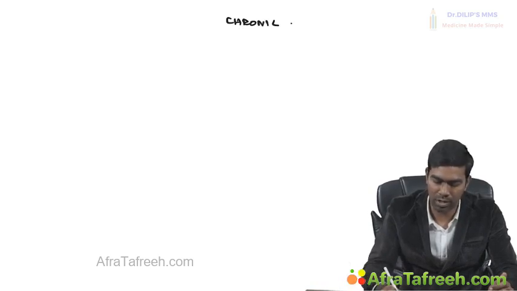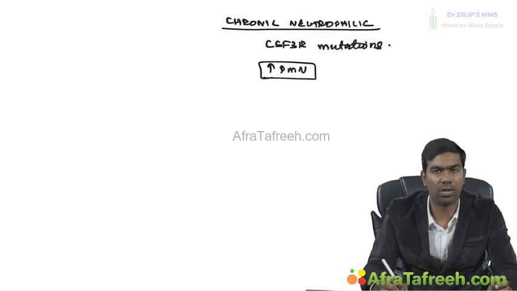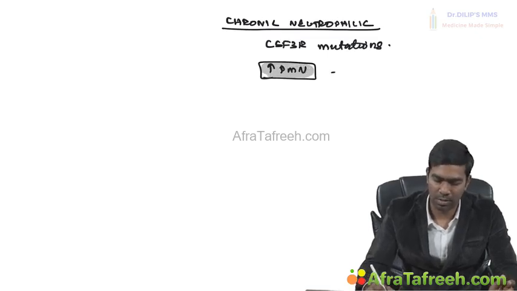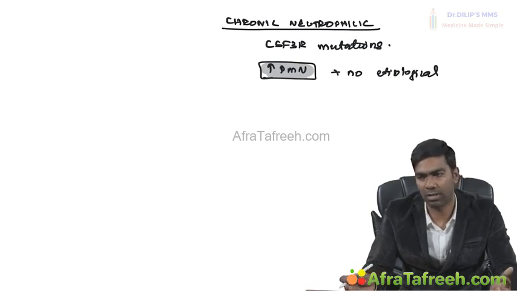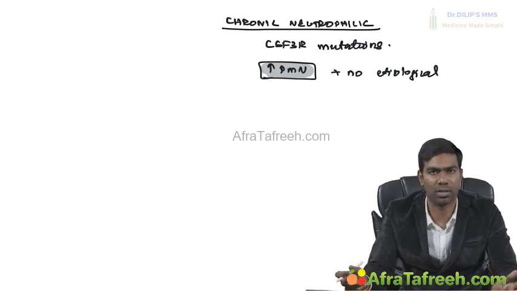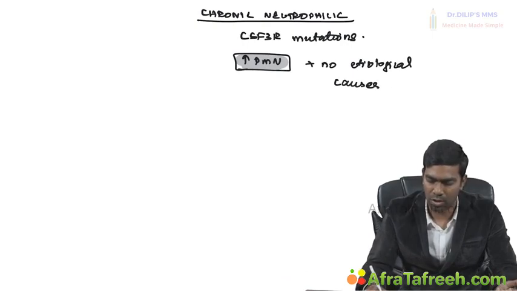The first one being chronic neutrophilic leukemia. So what is the problem in chronic neutrophilic leukemia? It is the CSF3R mutations. There will be an increase in the neutrophils, only neutrophils typically, other lines will be normal, plus there will be no etiological cause of neutrophilia, which means you will not find any etiological cause. It's like hypereosinophilia only. A primary hypereosinophilic syndrome is sustained severe eosinophilia more than 1500 with no etiological causes. That's what I told you in the basics of WBC. Similarly, here no etiological causes for neutrophilia.